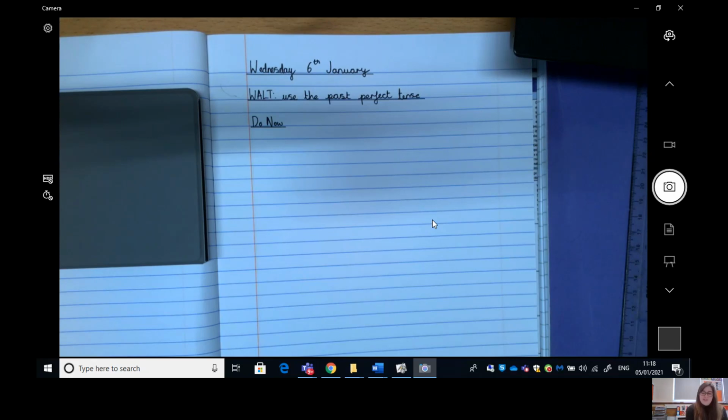So, first reading. How long did Lily wait in the queue? Second time. How long did Lily wait in the queue? Third reading. How long did Lily wait in the queue?